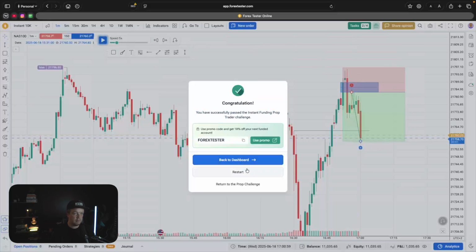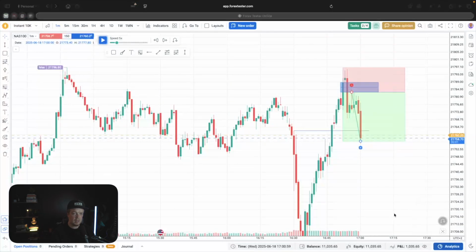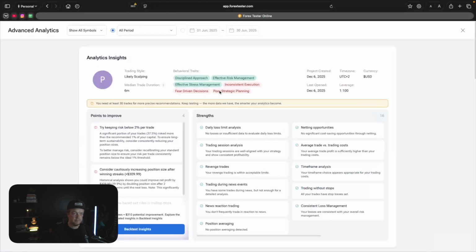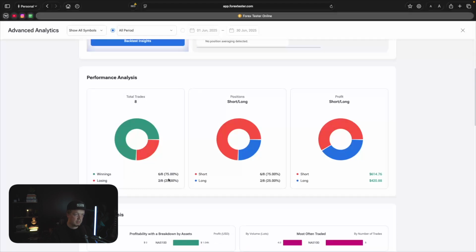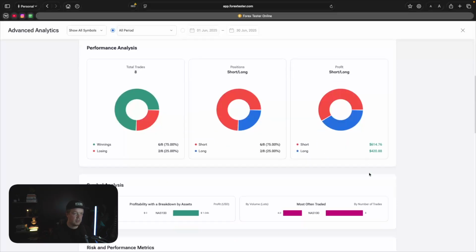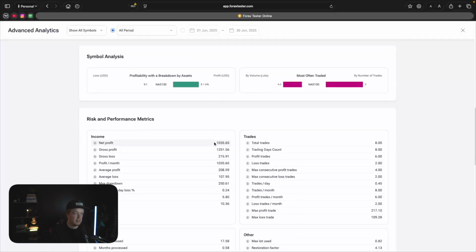So now let's go back and look at the analytics right over here. Here you can go in depth. There were 8 trades. We got a 75% win rate on this one. 6 out of 8 trades were winning trades, 2 out of 8 were losing. We got 6 shorts, 2 longs. This is the profit we made on each one. As you can see, we traded NASDAQ.